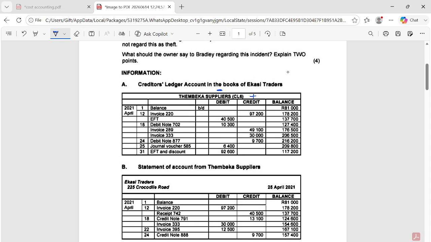Anything that I owe them must be on the credit side, and anything that I paid must be recorded on the debit side. If you see something that is supposed to be on the credit side but it's on the debit side, in order to take it to the correct column, you take that amount and double it. Let's say this amount is supposed to be on this side, but you recorded it on this side. You say 10,300 multiplied by 2 and put it on the correct side. Okay, fine guys.